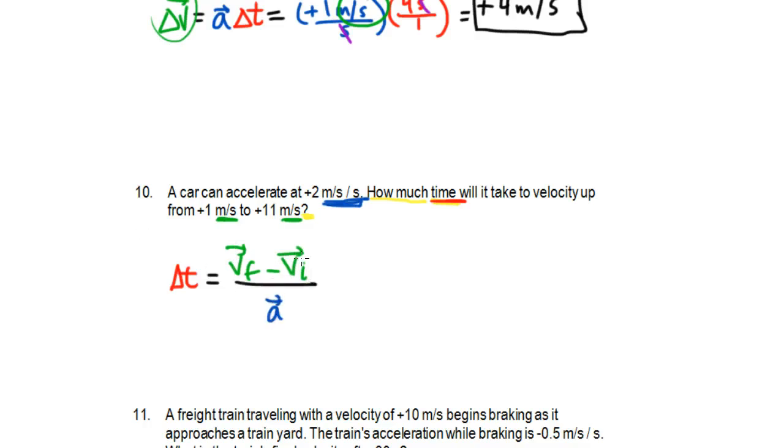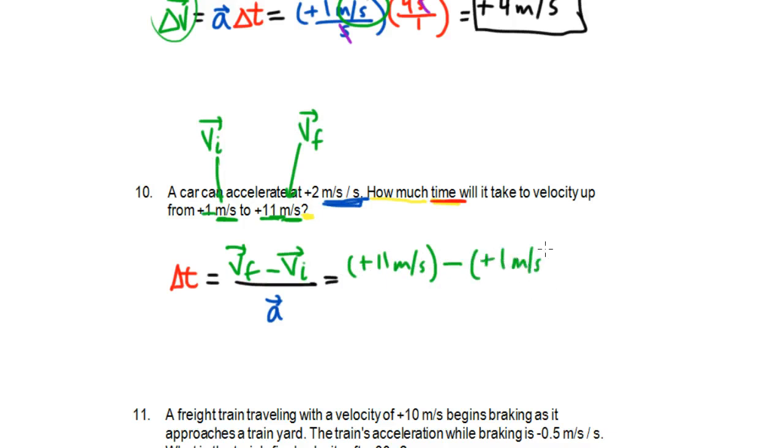And now all I have to do is plug in. So I have to determine from 1 meter per second to 11 meters per second. The 1 meter per second has got to be my v initial, and then this 11 meters per second is going to be my v final. So it's going to be the quantity plus 11 meters per second minus, parentheses, plus 1 meter per second, all divided by acceleration, which is plus 2 meters per second squared.